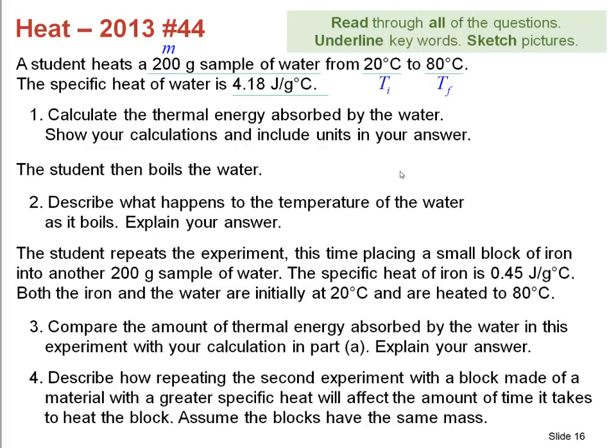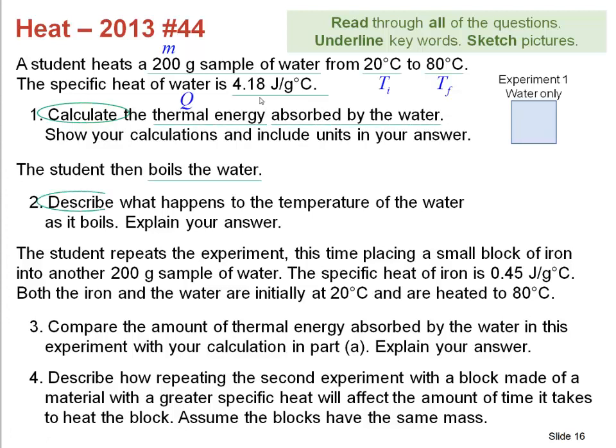The specific heat of water is 4.18 joules per gram per degree Celsius. Specific heat, just looking at its units, is the amount of joules or energy needed to increase the temperature of 1 gram of something by 1 degree Celsius. So water needs about 4 joules to increase its temperature by 1 degree Celsius for 1 gram of water. Different substances have different specific heats, and specific heat is unique to substances, so it can be used to identify substances.